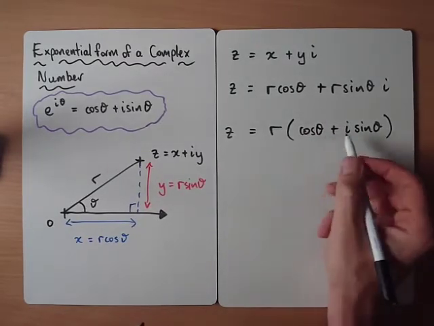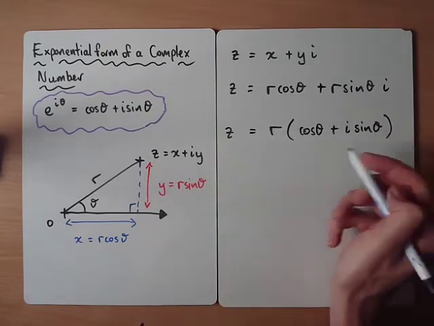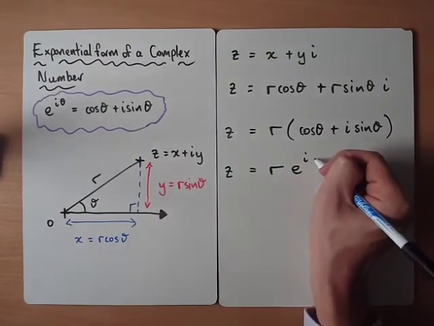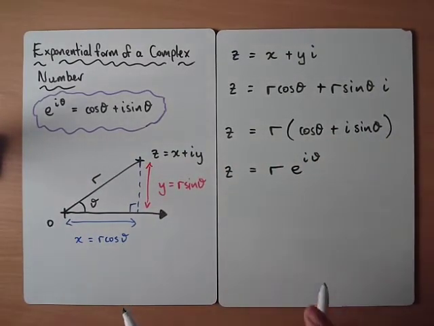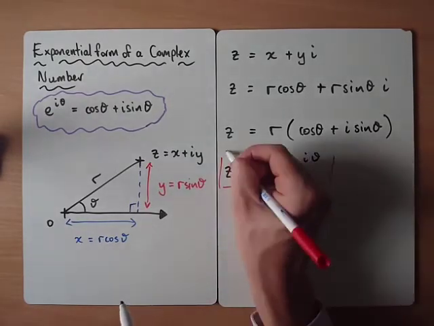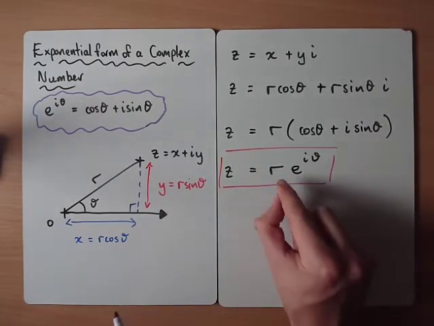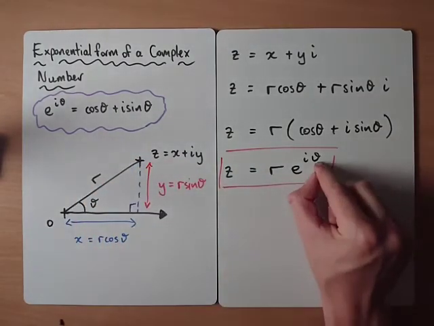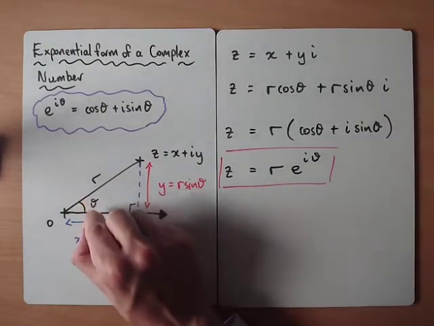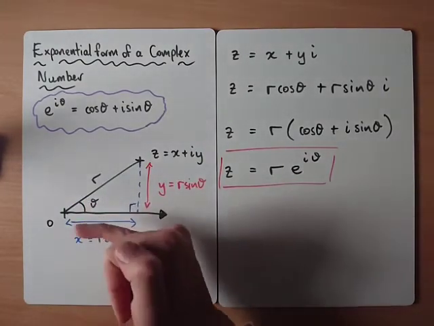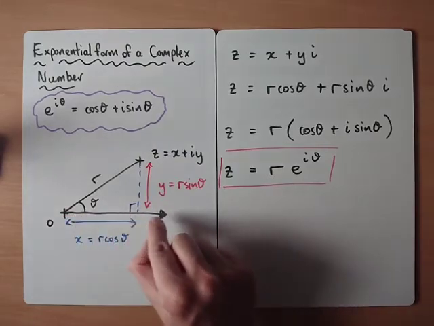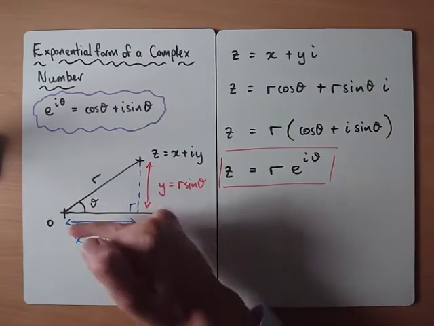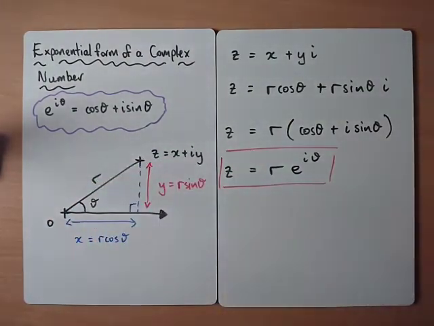Now we've got it in this form, and we also now know that cos theta plus i sin theta is equivalent to e to the i theta. So that is the exponential form of a complex number, where r represents the magnitude, the distance from the origin, and theta represents the argument, or remember the angle. Theta has to be measured from the initial line, from the positive x-axis, or from the positive real axis, I should say. So theta is measured in that direction.